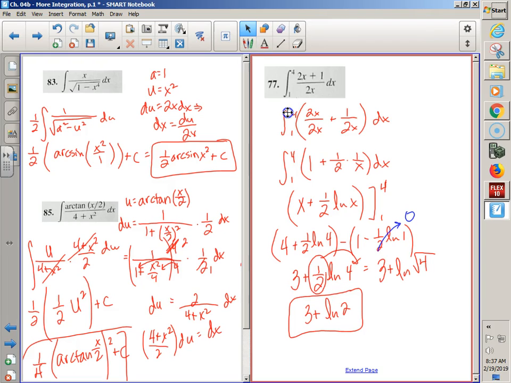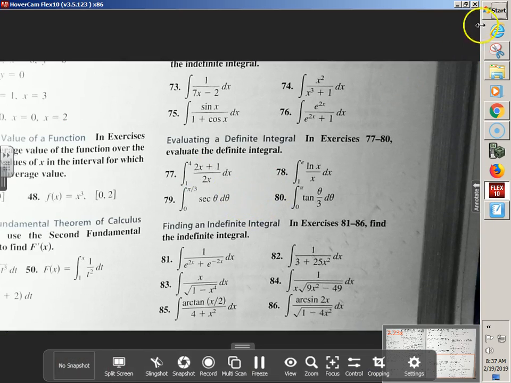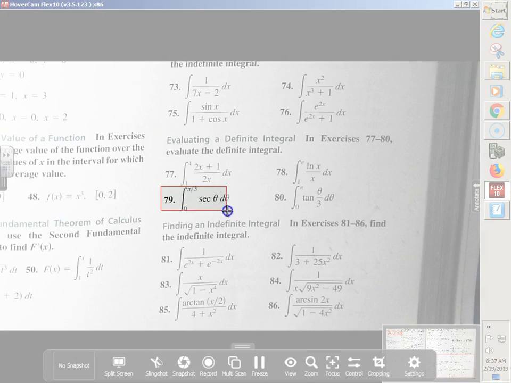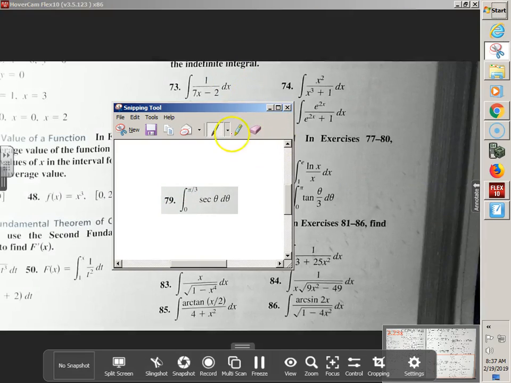79. Okay, I am going to just quickly peek at the practice test, because some of you guys have been working on the practice test. Ooh, AJ, this is a forever card. What's the integral of secant?